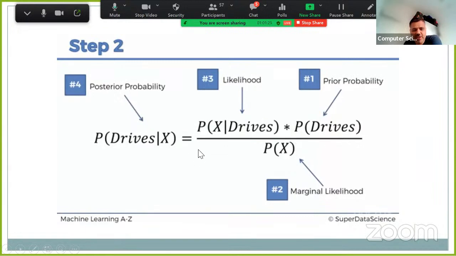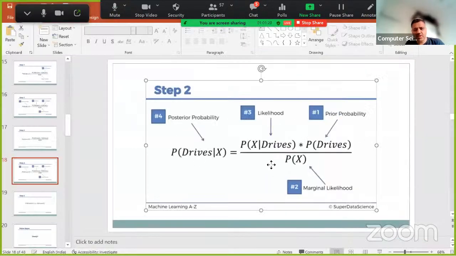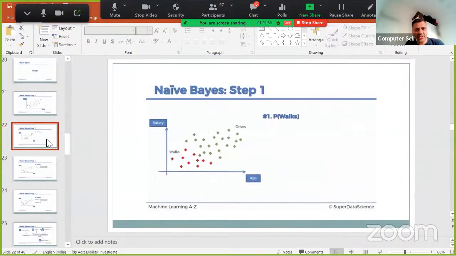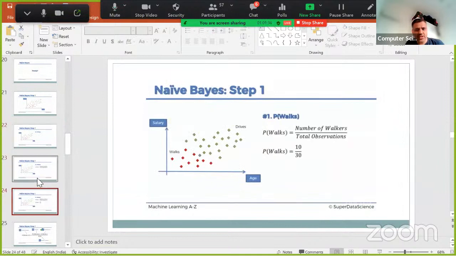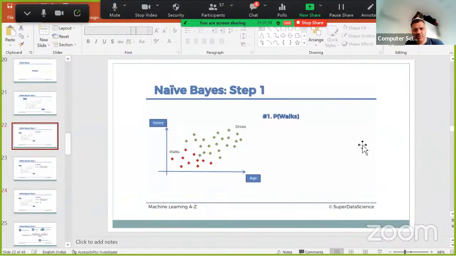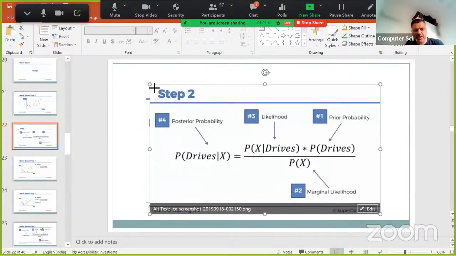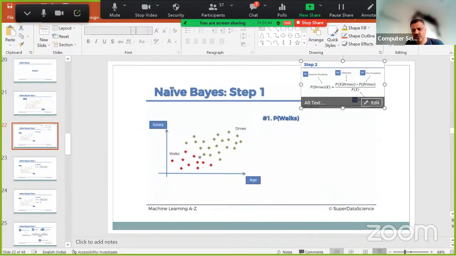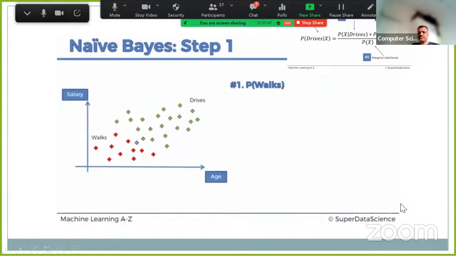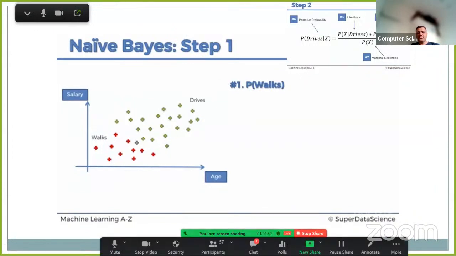Now consider this. Let me copy this for you, and I am putting everything here. So मैं यहाँ पे ये फॉर्मूला आपके लिए यहाँ रख रहा हूँ, और अब आपको ये कैलकुलेशन करनी है. So put all the values. So let's first find out P of drives. P of drive कितना आएगा?